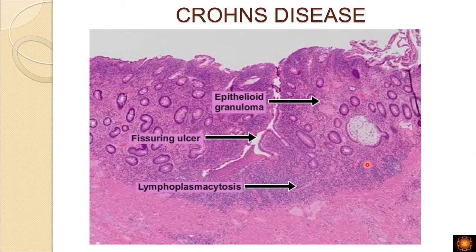This is the microscopy picture. These are the fissuring ulcers going deeper into the mucosa and submucosa. Here you see the lighter areas, these are actually the granulomas, and this area is a lymphoplasmacytosis. You have lymphocytes and plasma cell infiltration, a band of lymphocytes and plasma cell infiltration you are seeing.